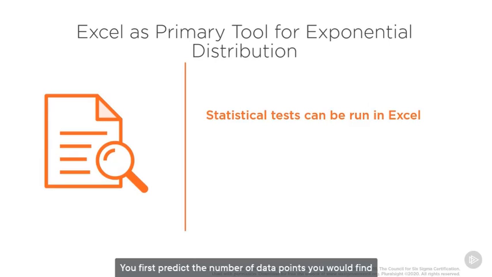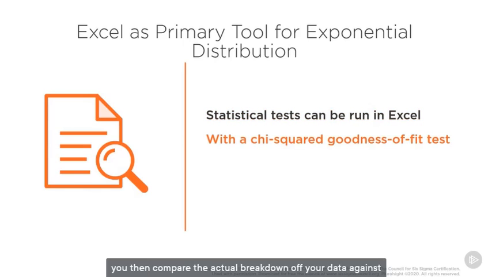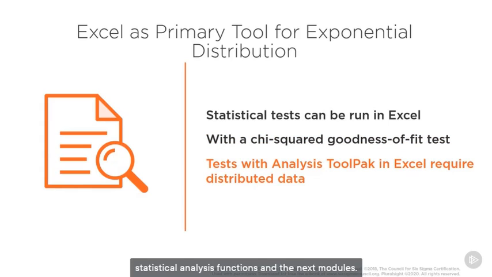You first predict the number of data points you would find in each bin in a perfect exponential curve given the statistical data describing your set. You then compare the actual breakdown of your data against expected numbers to find the chi-squared value, which is used to evaluate your hypothesis that the data is exponential. Because we are going to introduce using Minitab for statistical analysis functions in the next modules, and because Minitab handles chi-squared goodness of fit testing and many other statistical calculations automatically, we won't cover detailed steps for testing each type of data distribution in Excel.